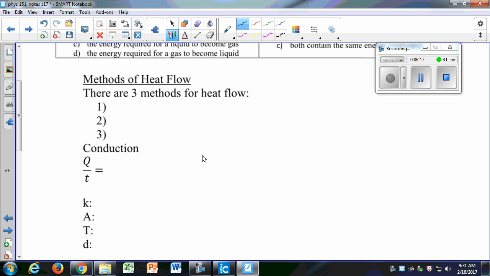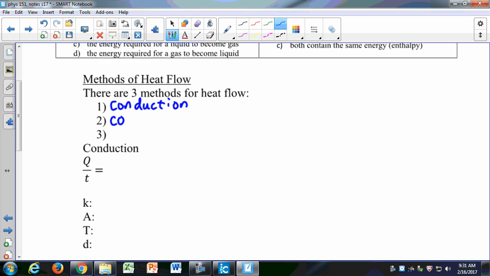There are three methods for heat flow that are talked about in your book and that exist. These are conduction, convection, and radiation. Conduction requires contact between two surfaces. Convection requires a flow of fluids. We'll talk about each of these. And then radiation occurs without either contact or the flow of fluids.